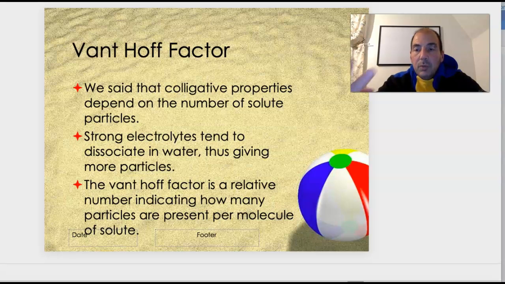Sodium chloride has 2 ions, so the Van't Hoff factor is 2. Aluminum chloride has 1 aluminum, 3 chloride, so it has 4 ions. The Van't Hoff factor would be 4. Aluminum sulfate has 2 aluminums and 3 sulfates. That's 5, etc. Okay, so that's where the number of particles really comes into play.